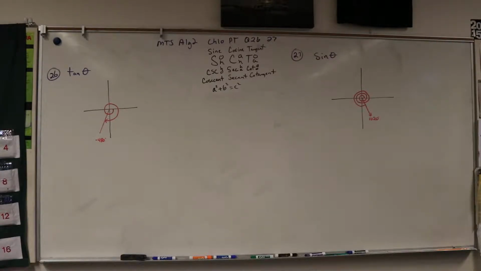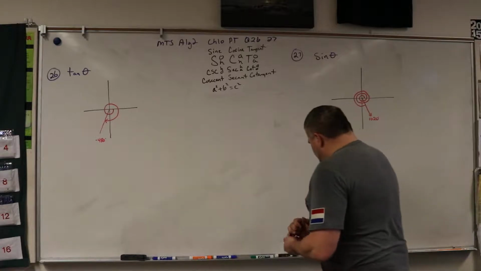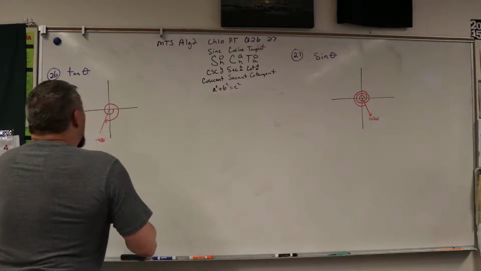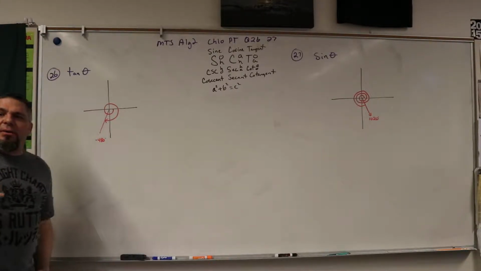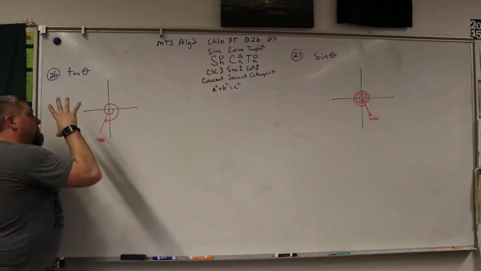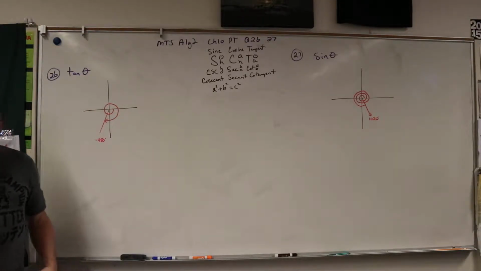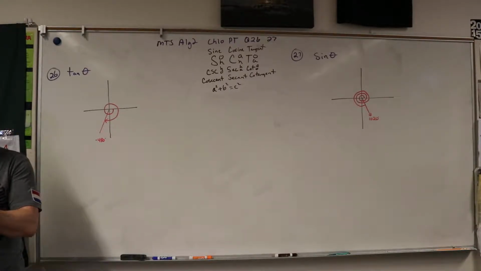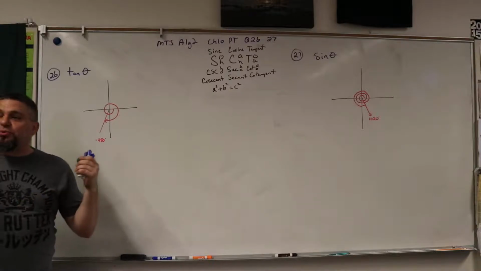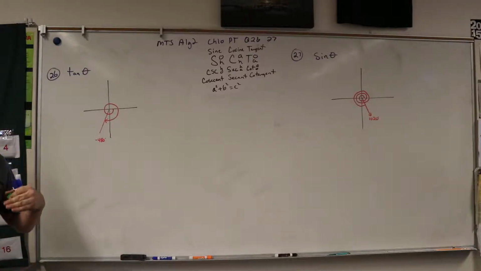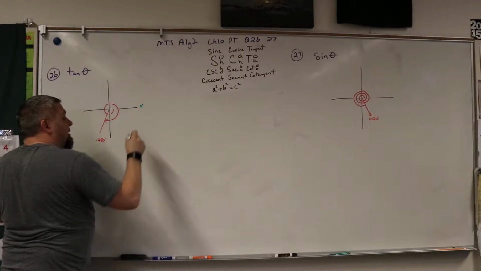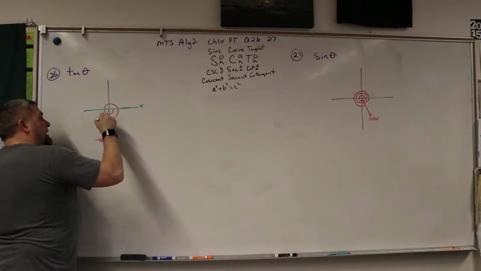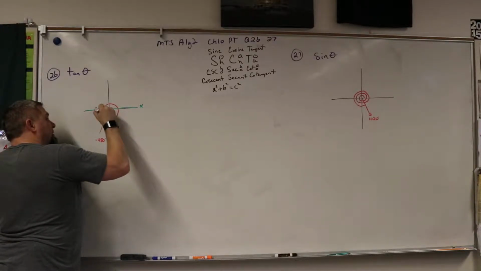Alright, so 26, 27. Here we go. So we're trying to find the tangent. Now remember, when we're dealing with angles, this is where we want to work with reference angles. And the reference angle is always the angle that gets you right back to the x-axis. So we want to get back to this. So I want to get from here to here.